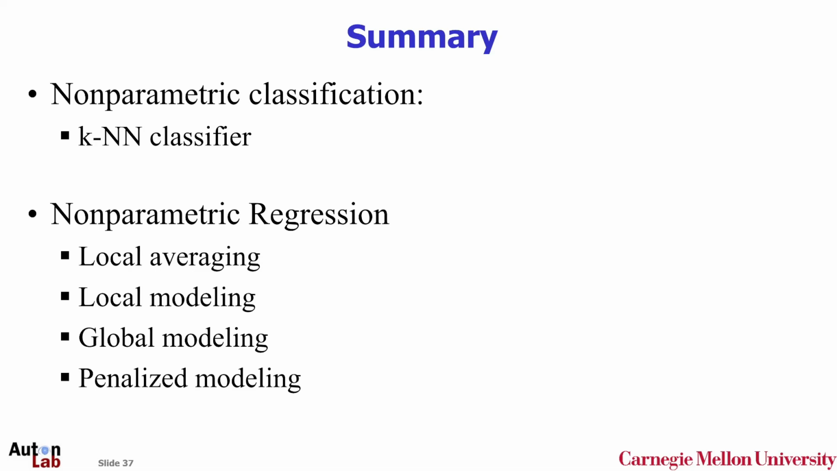As a summary, first we discussed a nonparametric classification method using k-nearest neighbors. Then we discussed 4 different ways for doing nonparametric regression. These different possibilities were local averaging, local modeling, global modeling, and penalized modeling.